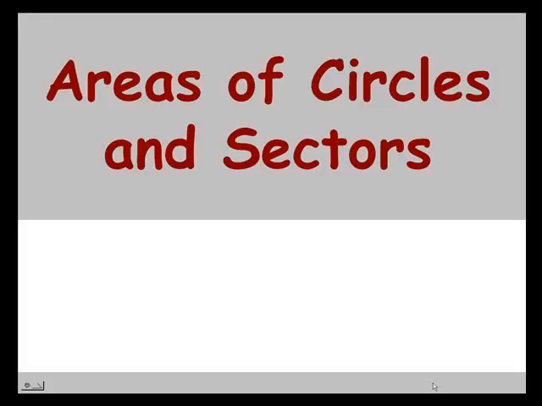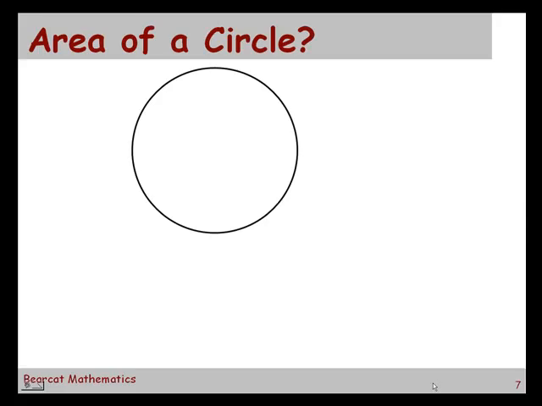Today's lesson is titled Areas of Circles and Sectors. So the area of a circle, you guys told me just a little bit ago that the area is pi r squared, but do you know why? Or do you have a good way to remember why? A geometric way to remember why?